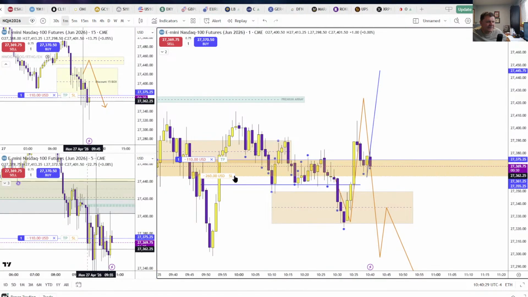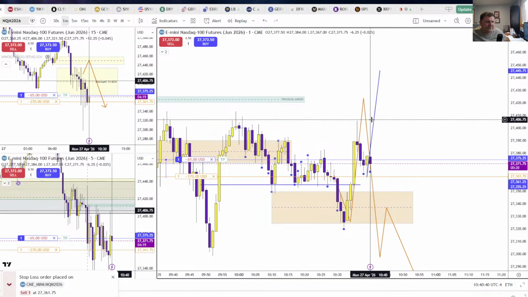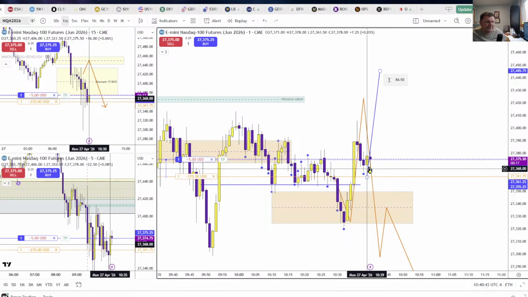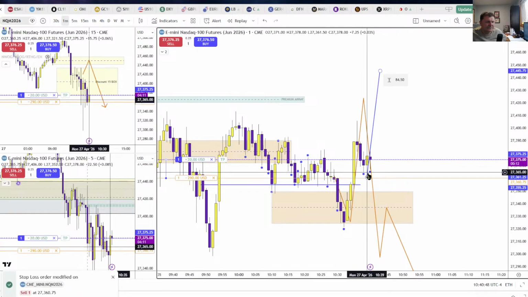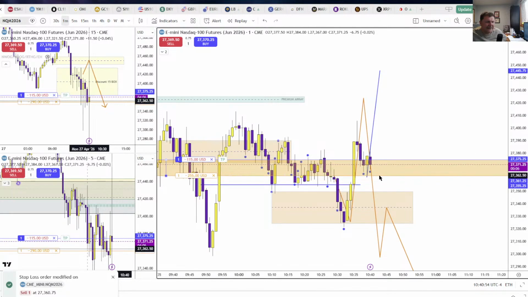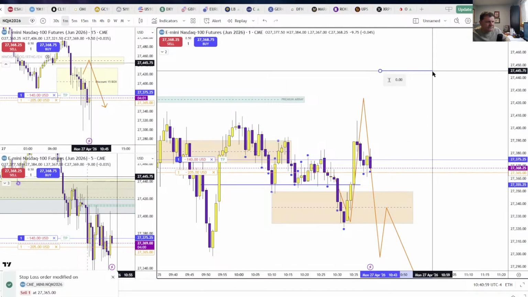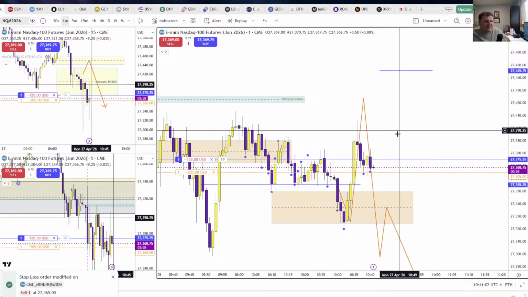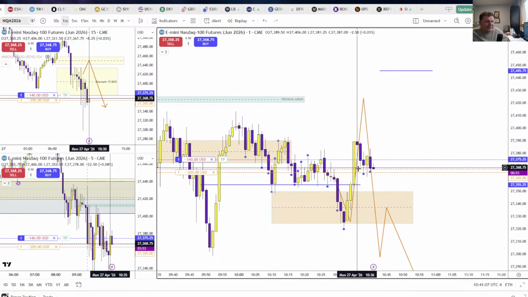Stop loss. I do not want to see it come back down to that little spot there. Half that wick is all you're allowed. I'm going to put this right here. Come on. Half that wick. I want to see that hold.